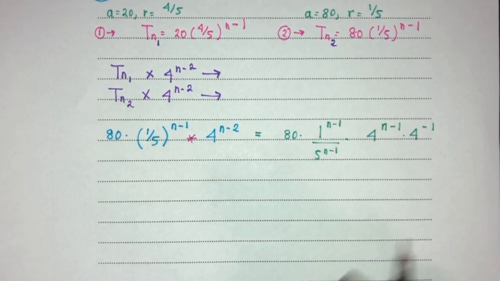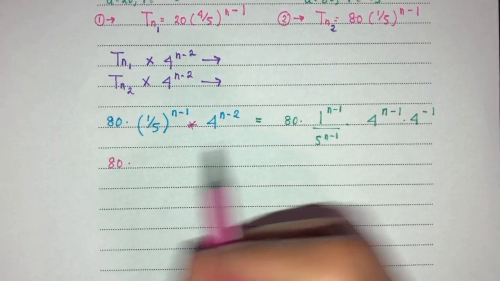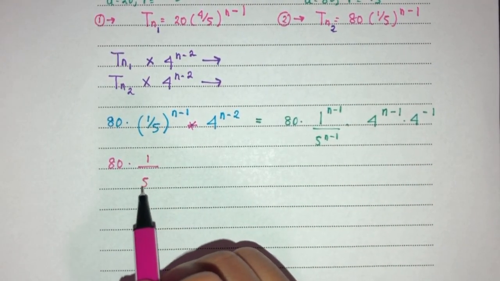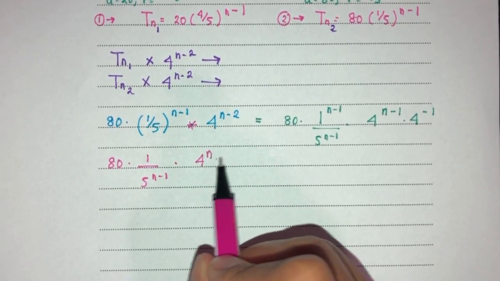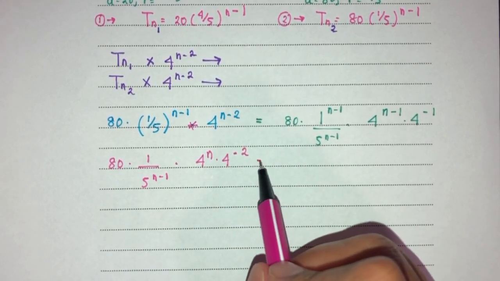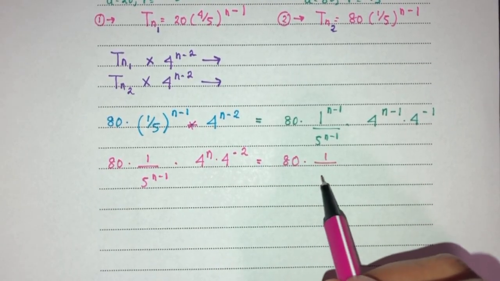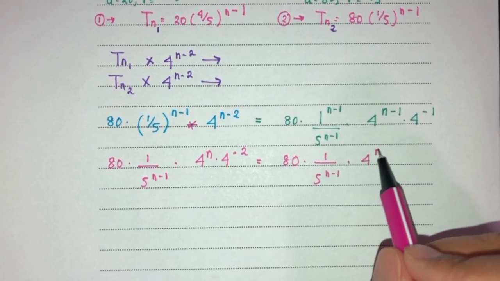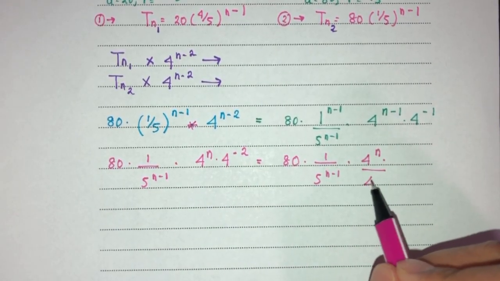Otherwise, let me make it easier for you guys. I have 80. Now 1 power anything is just 1, so 1 over 5 to the n minus 1. Now this one I can write as 4 power n times 4 power minus 2. Fair enough? Now simplify, that will become 80, 1 over 5 to the n minus 1, 4 power n. Now I can bring this down. That should become 4 power 2.